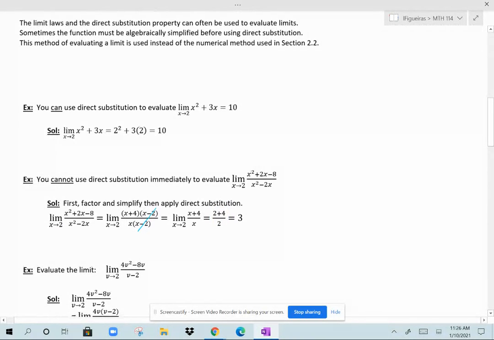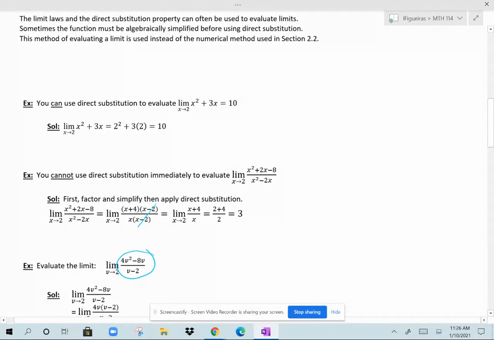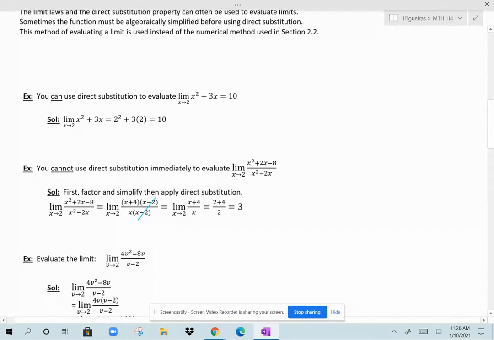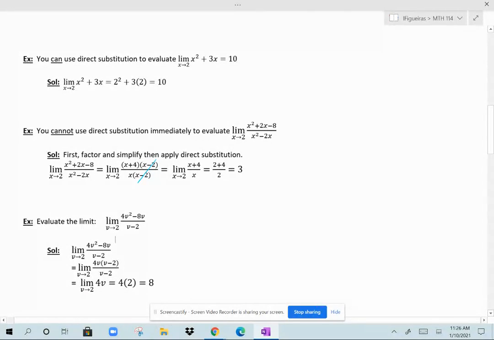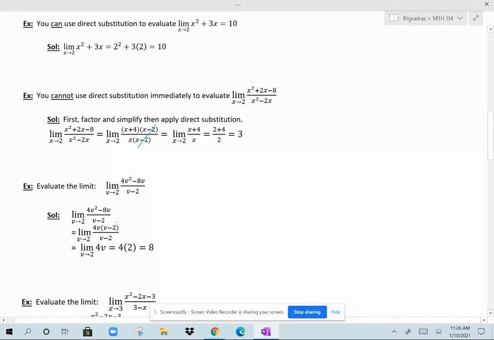So here's another example of where I can't just apply direct substitution immediately, because if I plug in 2 for v, I'll be dividing by 0. This time only the numerator is factorable, and when you factor the numerator, you get 4v times v minus 2. So similar to the last example, the v minus 2's cancel, so I'm just left with the limit as v approaches 2 of 4v. Again, once you apply direct substitution, you no longer write your limit in front of the function, you're just plugging in the value, and so you get that your limit is equal to 8.